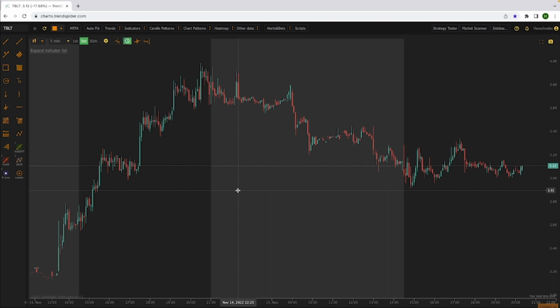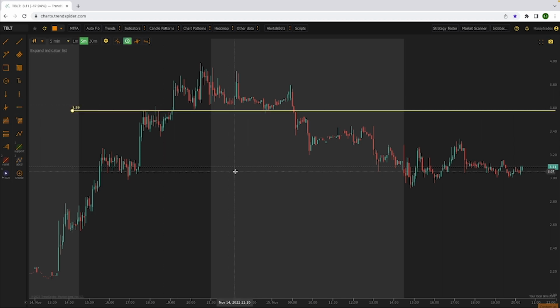As I'm zooming out now, I'm trying to look at the most obvious levels that come to mind, and let's look at how many touches they could give us. So you've got a level just here. How many touches do we get? 1, 2, 3. Let's look for more obvious levels here. This is probably one of the best levels. And why is this? 1, 2, 3, 4 touches. 1, 2, 3, 4, 5, 6 touches. So this is an area of resistance now.